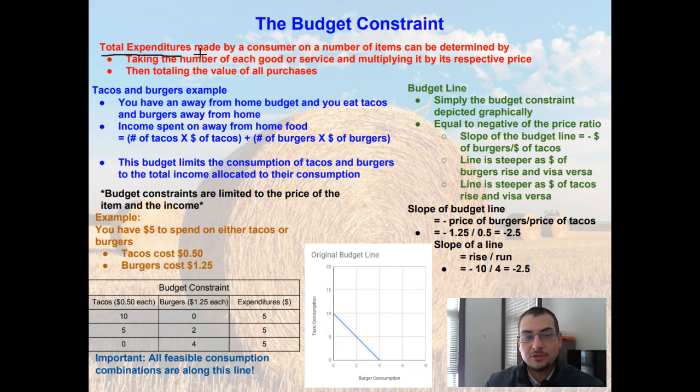So total expenditures is the total amount of goods and services bought by a consumer. And we can figure that out by taking the number of each good or service and multiplying it by its respective price and totaling the values of all the purchases. Simple enough, right? You take the goods that you bought times the prices that you bought them at, and then add all that up. I mean, it's relatively simple. And all we're doing is simply calculating the total amount of money we spent.